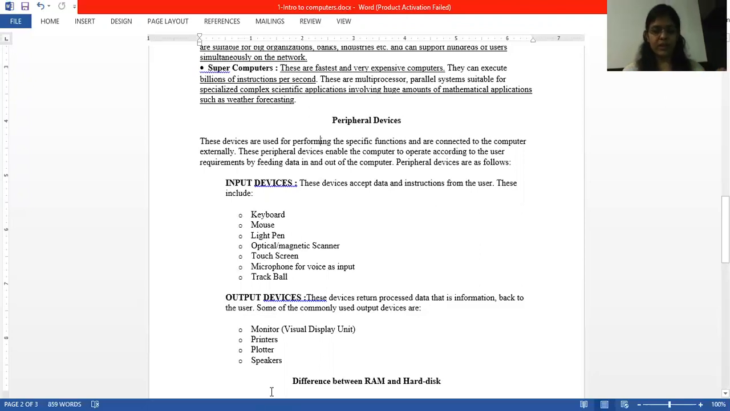What are output devices? By means of output devices, the computer shows the result according to the instruction. So these devices return the processed data, that is information, back to the user.